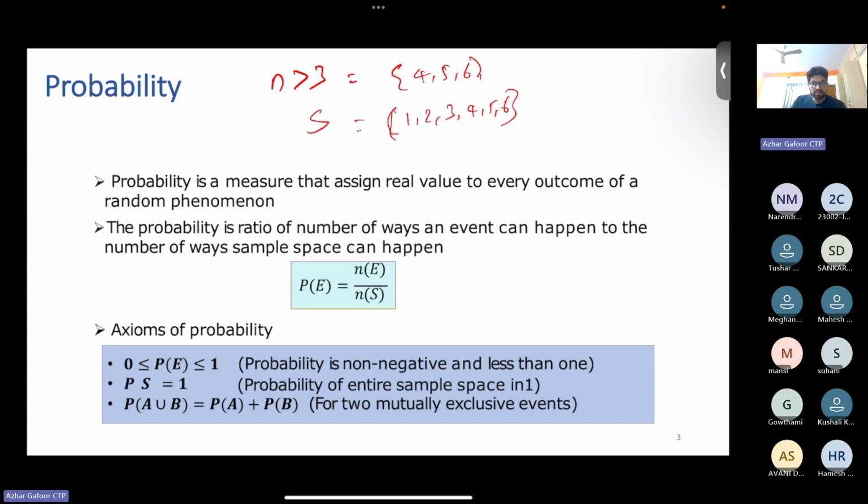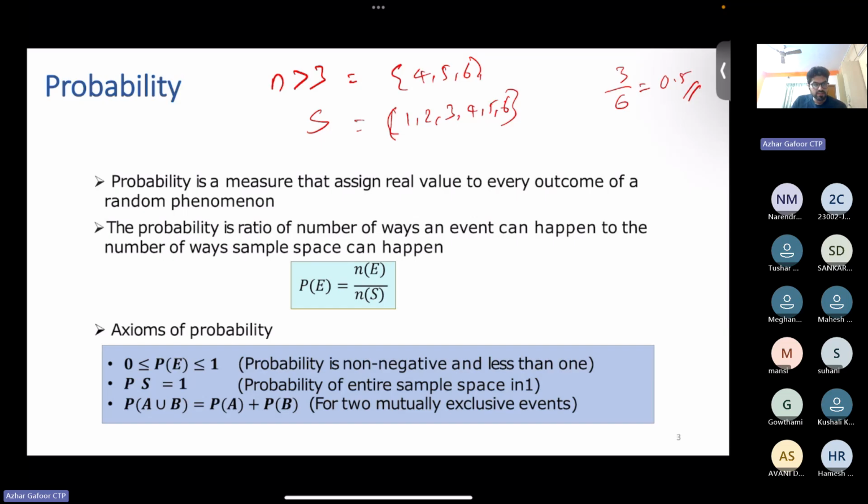Now, the frequentist approach of calculating the probability is to count the number of elements in the event divided by the number of elements in the sample space. So in this case, it will be 3 by 6, which will be equal to 0.5, or half, 50%, whatever we can call it.